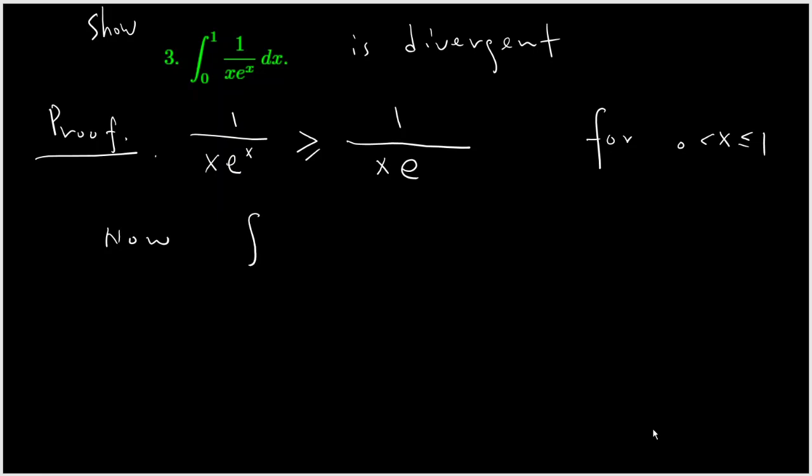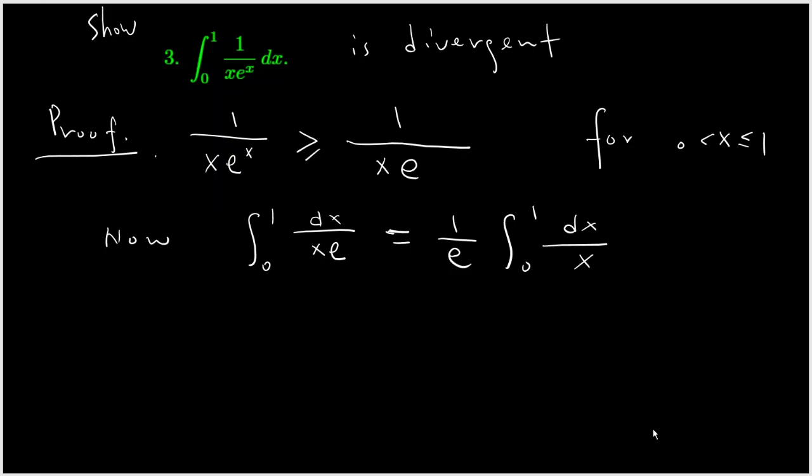Now we want to show the integral of the smaller function is divergent, right? We take the integral from 0 to 1 of the smaller function, x times e. E is the constant. You write dx in here. E is a constant. Actually, it's the same thing as 1 over e times the integral from 0 to 1.